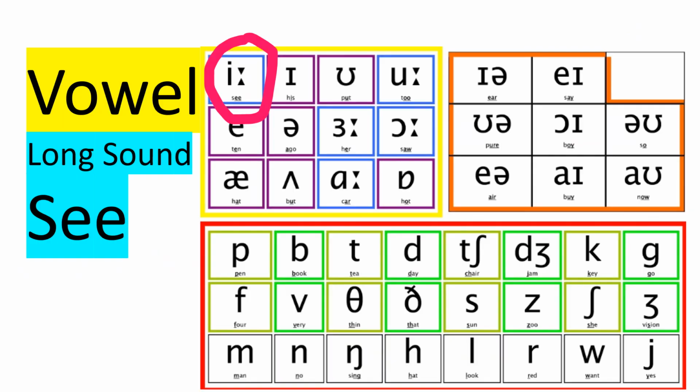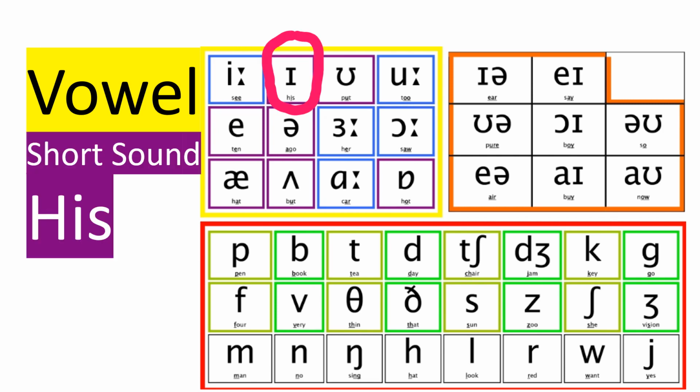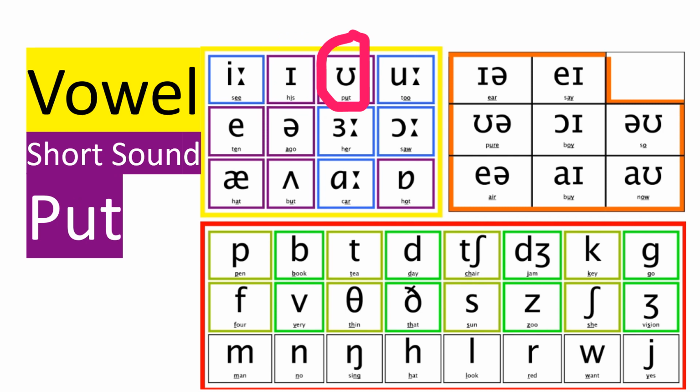Let's start with vowel sounds. Vowel sounds have long sound and short sound. The first one is E. It's long sound. E, as in see. I, short vowel sound, as in his. U, short vowel sound, as in put.